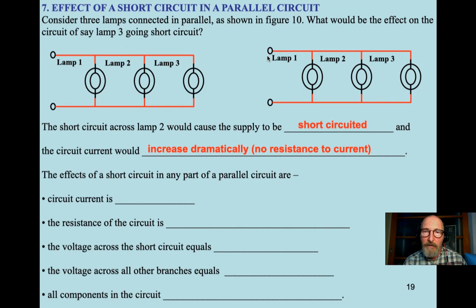The effects of a short circuit in any part of a parallel circuit are: the circuit current increases dramatically, the resistance of the circuit drops to zero, and the voltage across the short circuit equals 0 volts, because you're measuring the voltage across a piece of wire. The voltage across all other branches equals 0. All components in the circuit stop working.